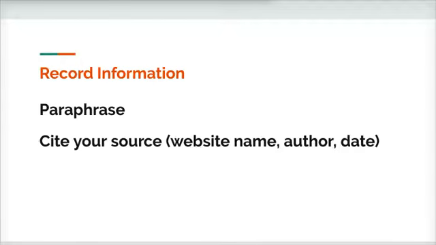After you find your information, then you can use Ctrl-F to help you locate your keywords within the document. If you find good information, make sure that you paraphrase it, put it in your own words, and that you record where you got the information from. That's called citing your source. So get the website name, the author, and the date, and make sure you record that. Let's do a quick demonstration online.